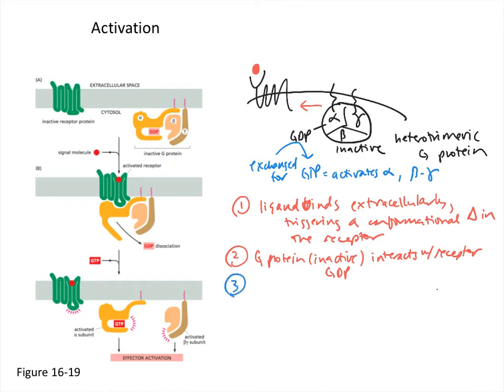Okay, so let's write that out. So the third step, GDP is exchanged for GTP. So it's not just plopping off an inorganic phosphate, it's actually exchanging GDP and GTP. And this is due to the G-alpha protein's intrinsic ability to make that change. There's not another enzyme that triggers it, it's just G-alpha.